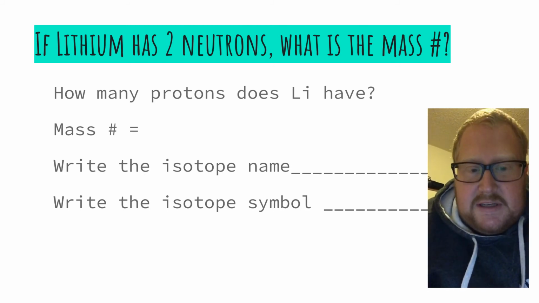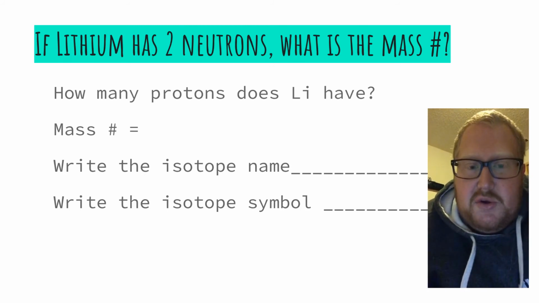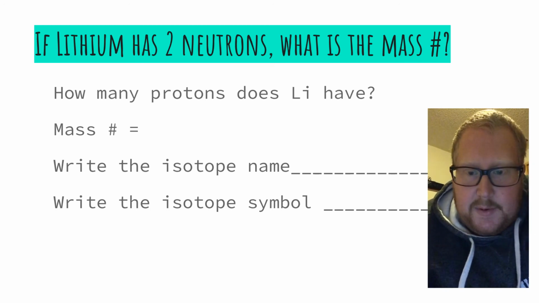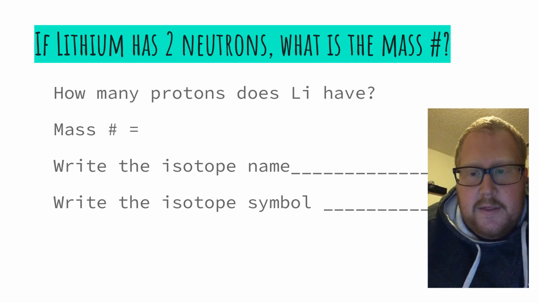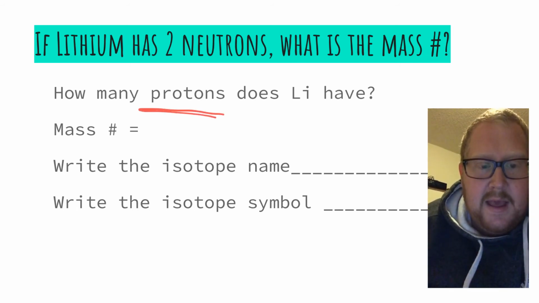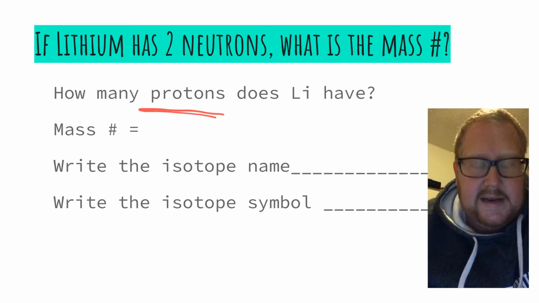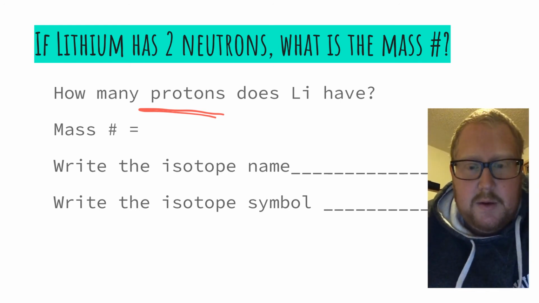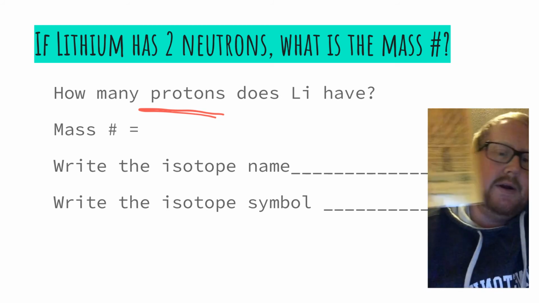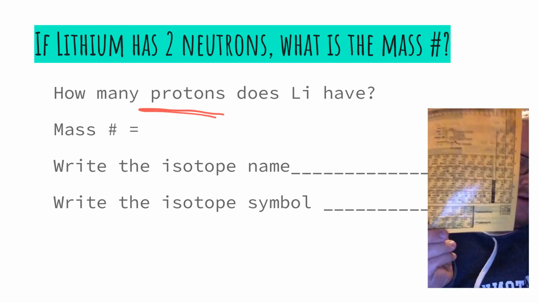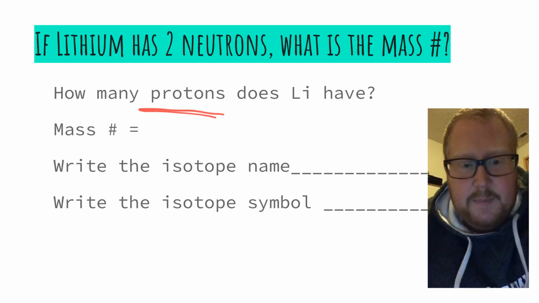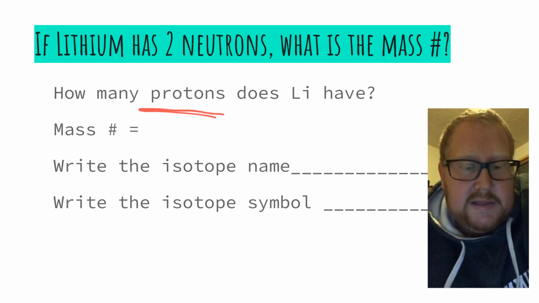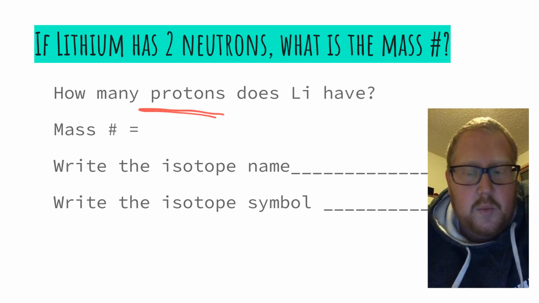So if the question is something like, if lithium has 2 neutrons, what is the mass number? And so there's a couple of vocab words we have to recall. The first thing you want to think about, though, is how many protons does lithium have? And I would never make you memorize that, and I think no chemistry teacher would make you memorize that, because you have this periodic table. So you're going to want to consult your periodic table, and you can find this on Schoology, and we have copies, and you could come in on Wednesday and get another copy. But so you're going to want that.